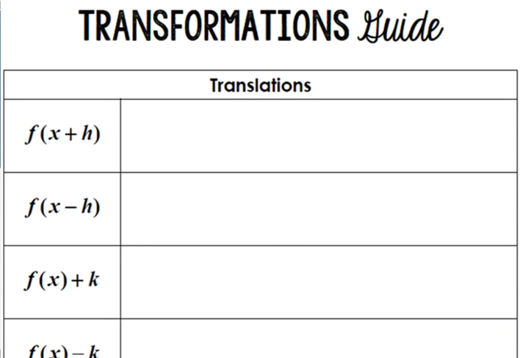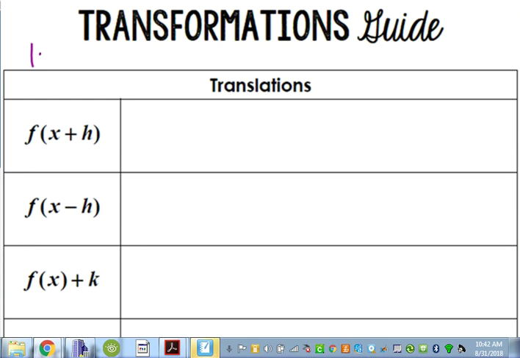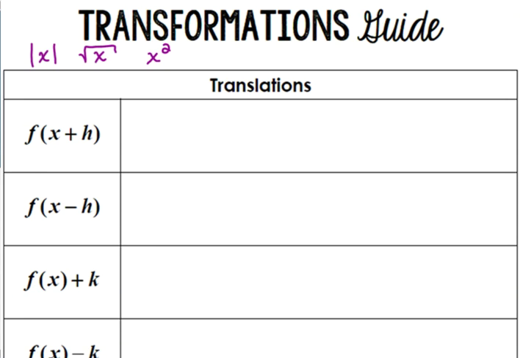We are also going to look at, all right, so we've got absolute value of x is a parent function that we will use. The square root of x is a parent function that we will use, and x squared as well. I think that's all I had for our parent functions here. So those are what we're going to talk about applying these transformations to.